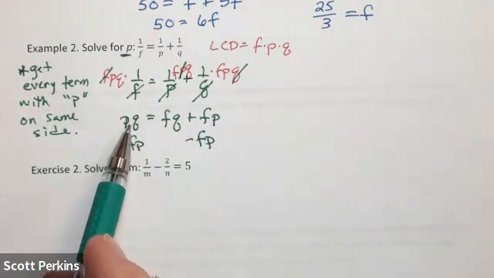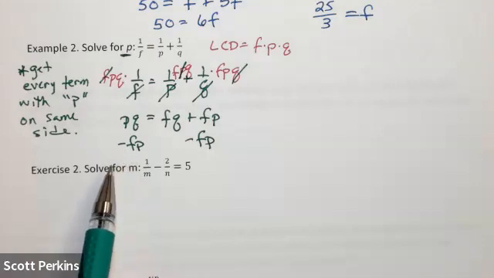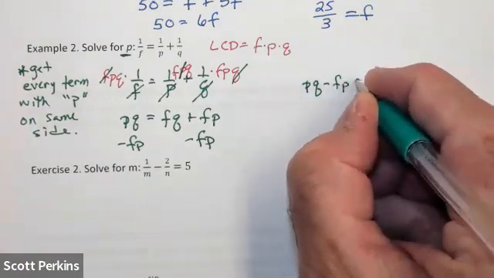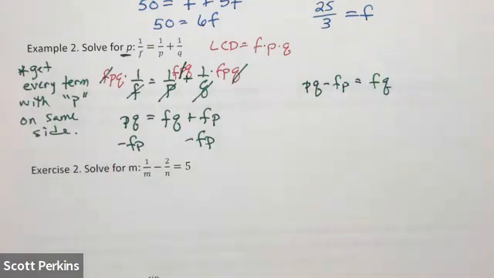Are these two things like terms? P times q minus f times p? No, they're different, so I can't smush them together. I'm going to leave them separate. I'm going to have p times q minus f times p is equal to, on the other side, a term that has no letter p in it.